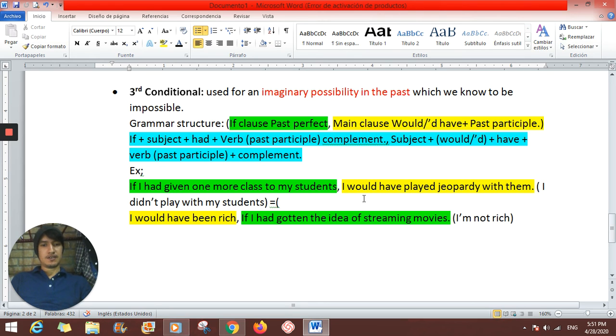Don't forget. And if we put the main clause first, or your result clause first, I would have been rich if I had gotten the idea of streaming movies. I'm not rich.